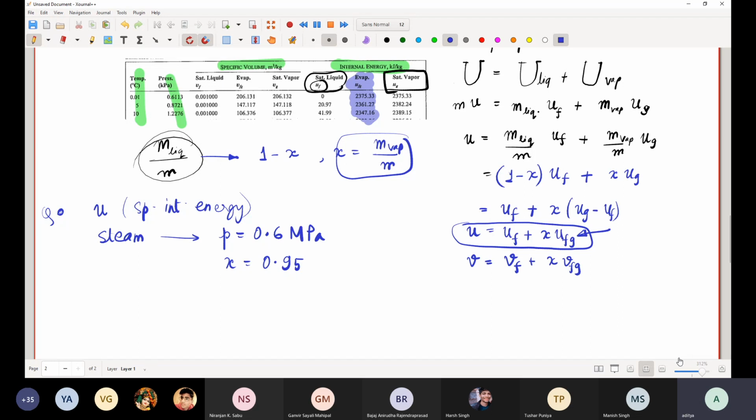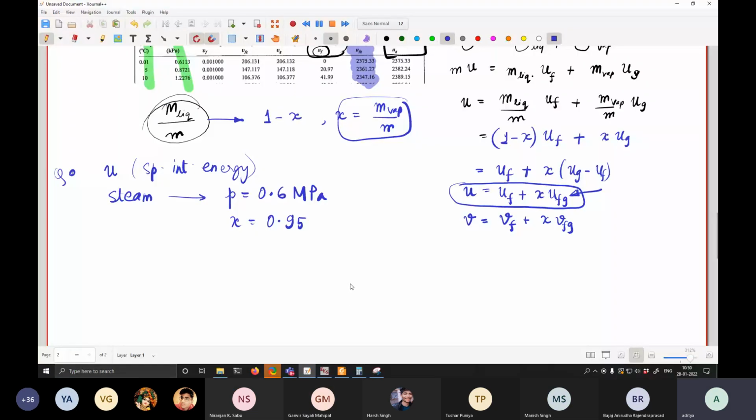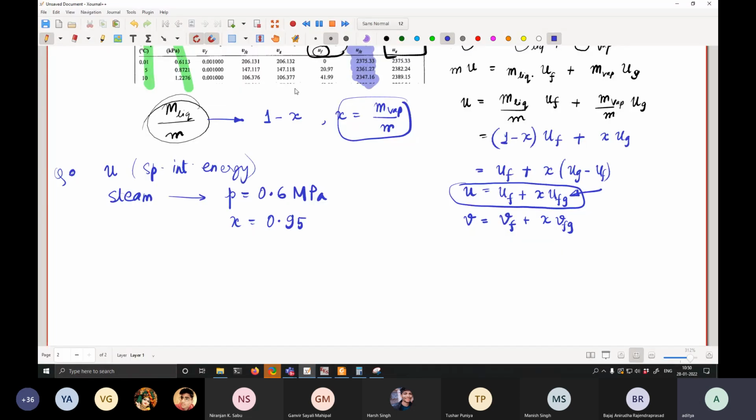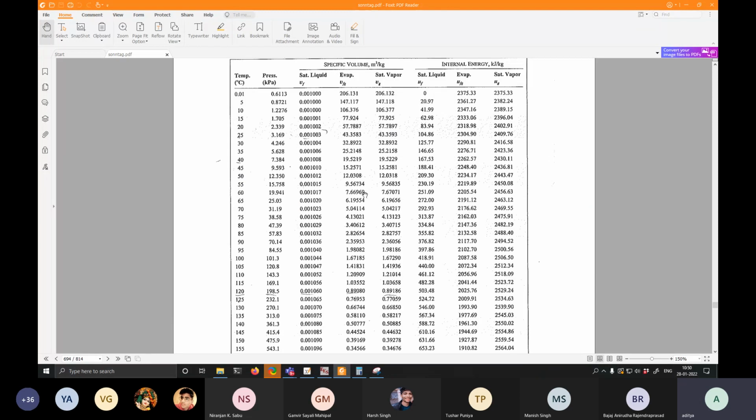So let me share my entire screen. So let's go to thermodynamic properties of water. What is asked is 0.6 megapascal and a quality of 0.95. So let's go over here. Is the entire screen visible? Yes, sir. Okay.